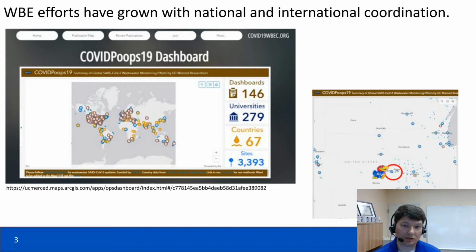And so you zoom in on Kansas, and right here, the University of Kansas has been leading the wastewater-based epidemiology efforts and monitoring wastewater concentrations throughout the state of Kansas. And so that's something that we started in March 2020 at the beginning of the COVID-19 pandemic, and we have been continuing to date.